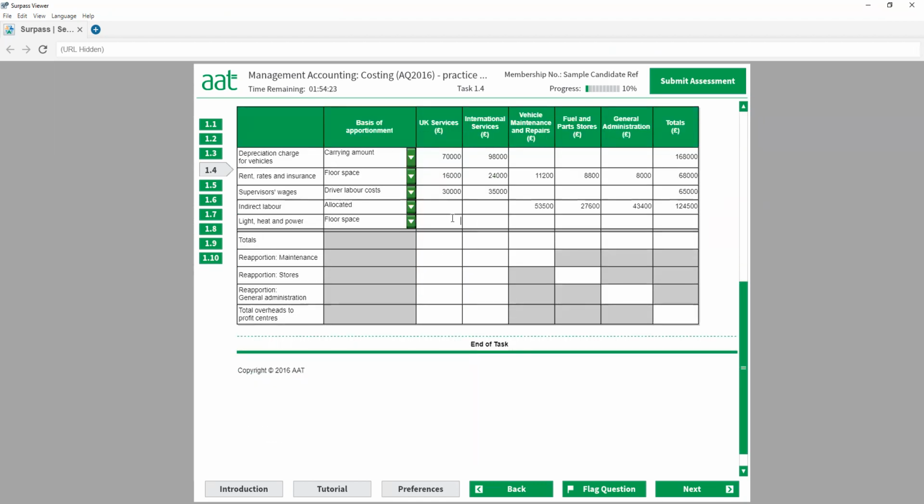So for the UK, we have 4,000. Then for the international, we have 6,000. For the vehicle maintenance, 2,800. For the fuel, 2,200. Then you have 2,000. 17,000 is the total.